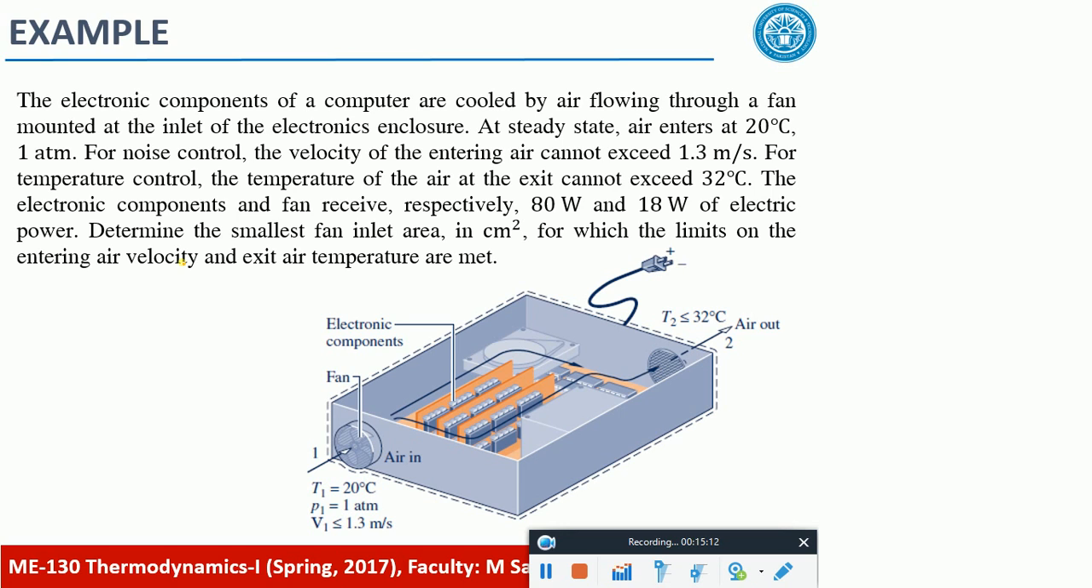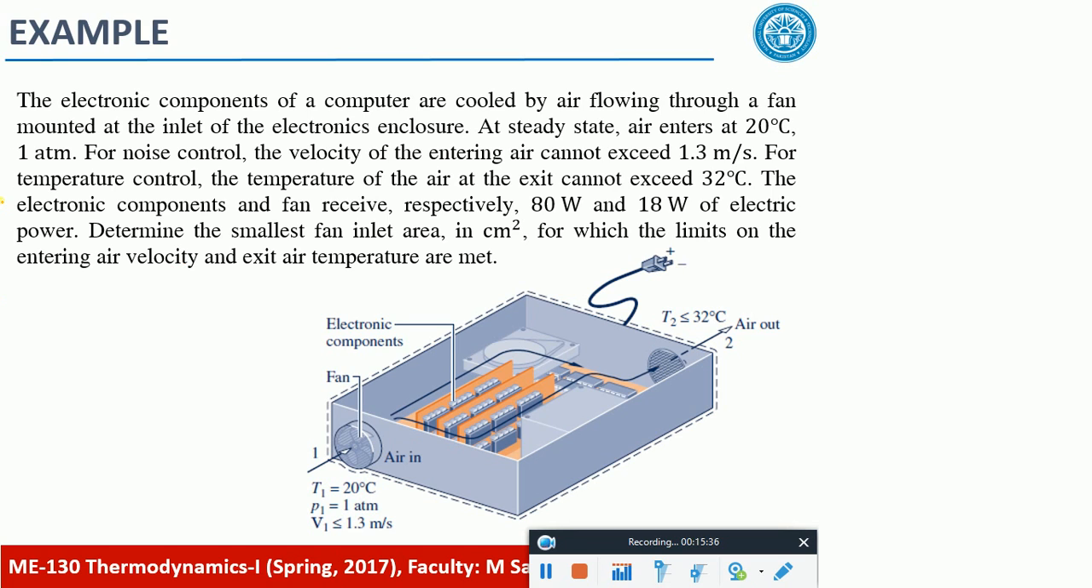So determine the smallest fan inlet area in centimeters square for which the limits on the entering air velocity and exit air temperature are met. So remember, they are giving you the maximum possible velocity of the air and maximum possible temperature of the outgoing air, okay, and they are asking you for the minimum area which is required to have those quantities, right?